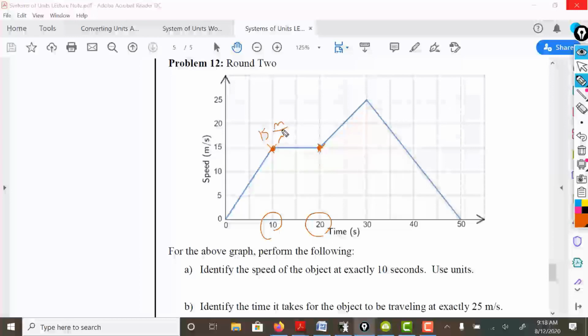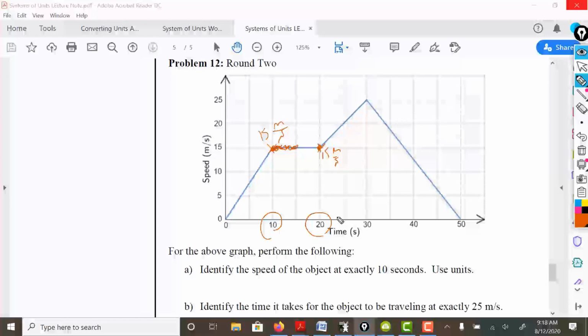Let me ask you this. What was happening at 11 seconds? How fast was it going? Or at 12, or at 13, or at 14, or at 15? It was going how fast? And at 20, how fast was it still going? So from 10 to 20, it was still moving. It was moving at a constant speed. It was moving at a constant rate.